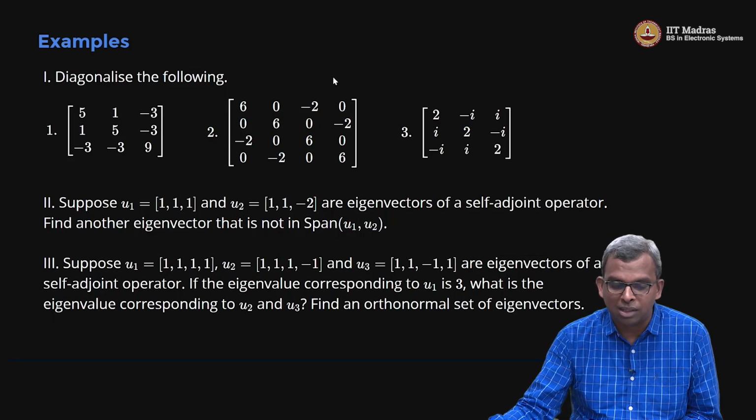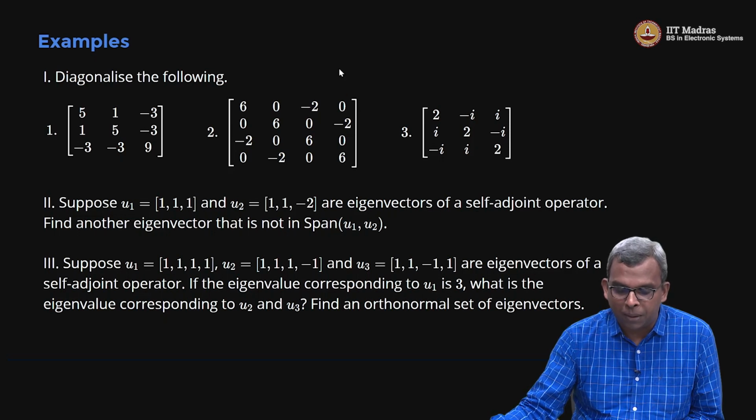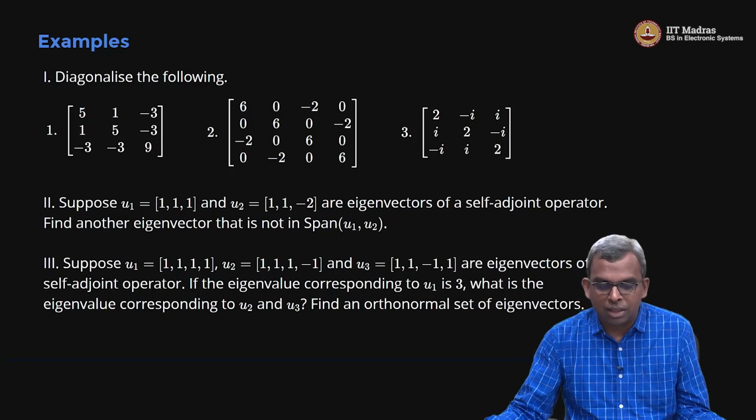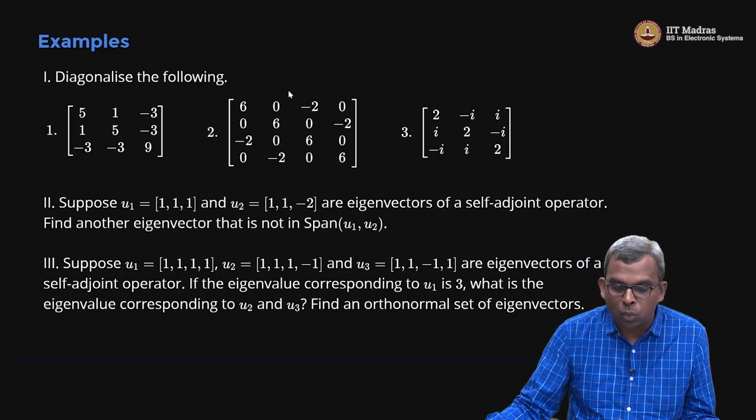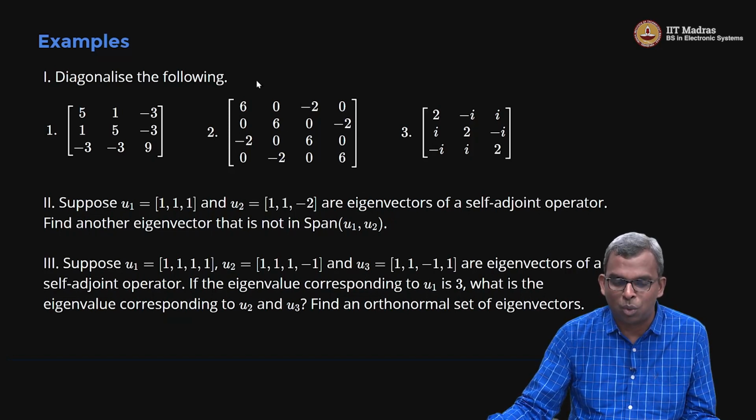Look at the second problem. The second problem looks really complicated. It says 6, 0, minus 2, 0, 0, 6, 0, minus 2, and all of these things. It looks quite complicated, but you can try and guess some things. For instance, you can guess that 1, 1, 1, 1 is an eigenvector, okay, and then you can also see that 1, 1, minus 1 will be an eigenvector. You can keep guessing like that with 1, 1, minus 1, minus 1.